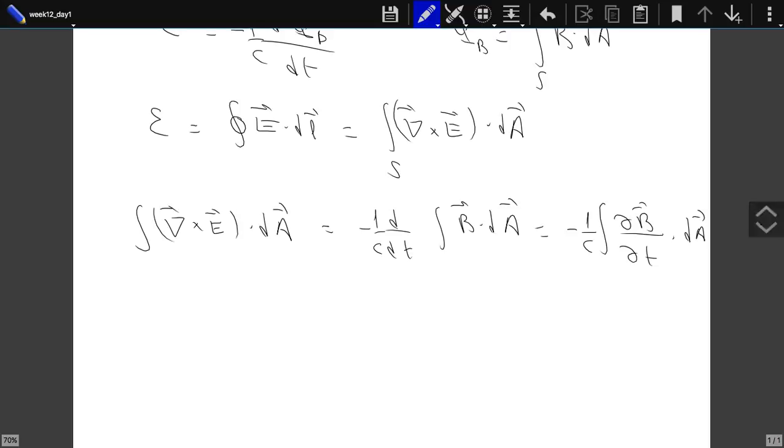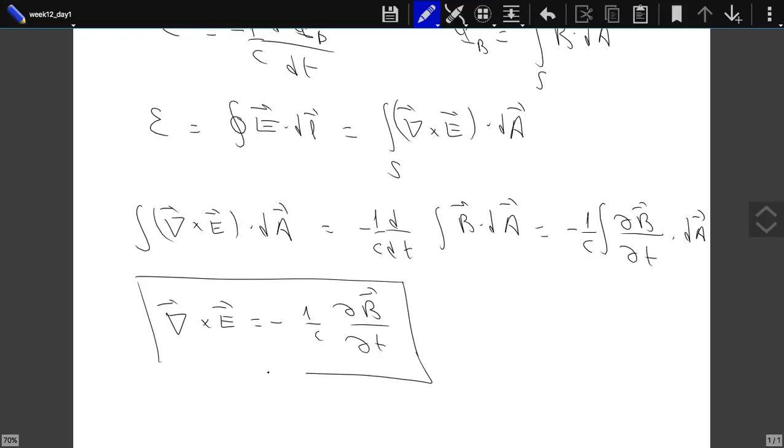And hence this equality should hold for any closed path or any area. So the integrands have to be equal. This is our first modification to the electrostatic law. In electrostatics, curl of E is equal to 0. In electrodynamics, curl of E is given by the time derivative of the magnetic field, the magnetic induction field. In fact, this is why we have been calling B our magnetic induction field, and H was our magnetic field.